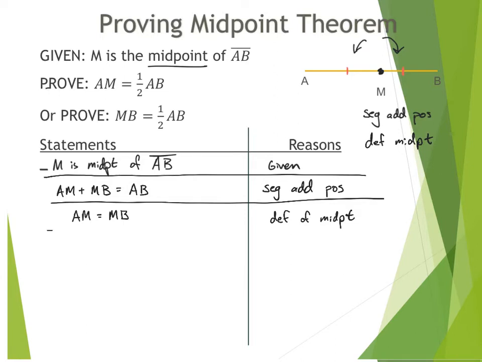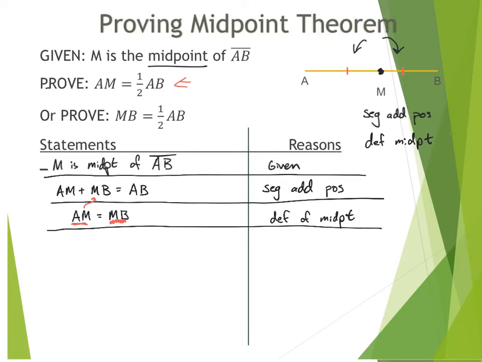Now, from here, I am proving this top one. So I need the equation to only have AM. I need to have AM equals AB somehow. Well, as I look at my segment addition postulate and my definition of midpoint, I notice that I have AM is equal to MB. So what I'm going to do is I'm going to substitute AM in for MB.